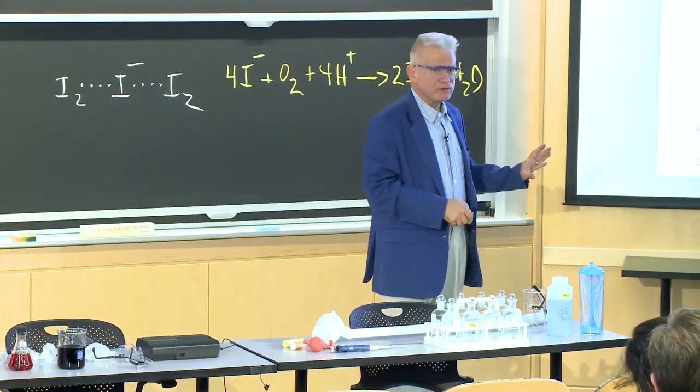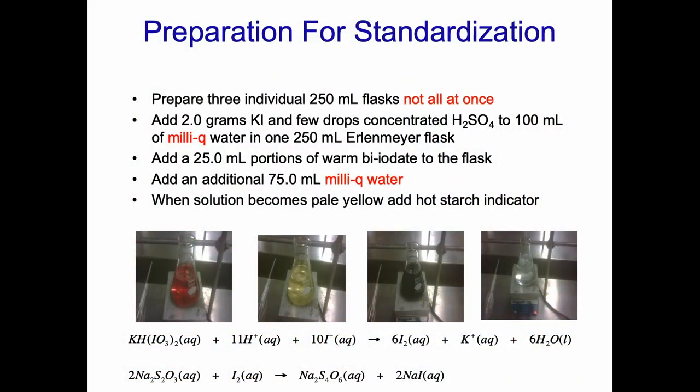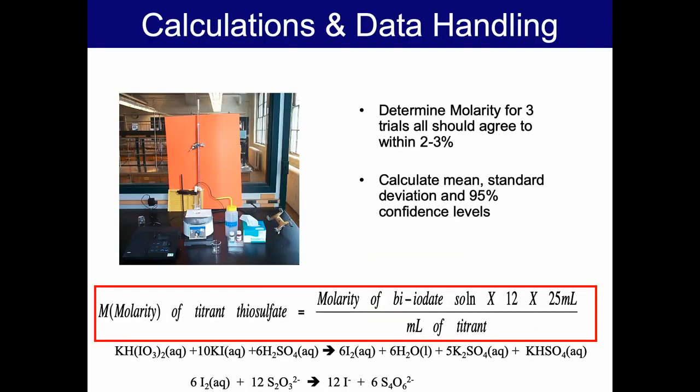Take a look at the stoichiometry here. 1 biiodate makes 6 I2. Each I2 reacts with 2 thiosulfate. So it's 12 to 1, thiosulfate to biiodate. What you're going to do is 3 trials, and they all should agree to within 2 or 3%. If they don't, do an extra trial or 2. And you're going to find your mean, your standard deviation, your confidence intervals, and then give all that information to your TA.